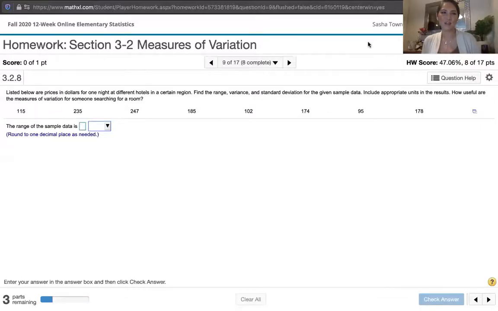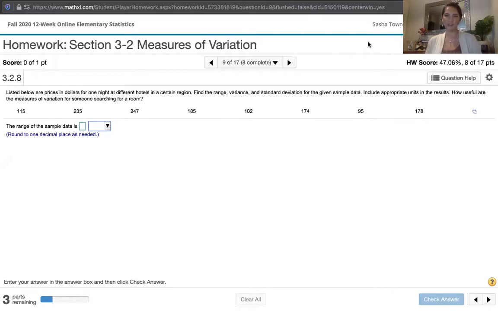In this video, we're solving problem 3.2.8 from the Essentials of Statistics text, 6th edition by Mario Triola. This is what the problem statement says. Listed below are prices in dollars for one night at different hotels in a certain region. Find the range, the variance, and standard deviation for the given sample data, include appropriate units, and the results. How useful are the measures of variation for someone searching for a room?